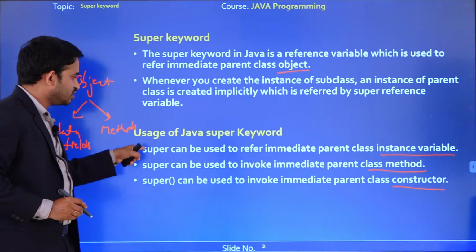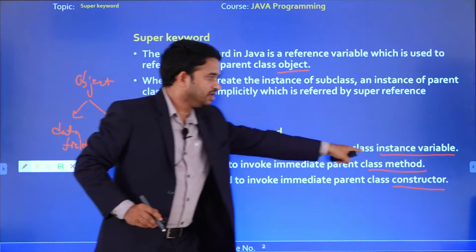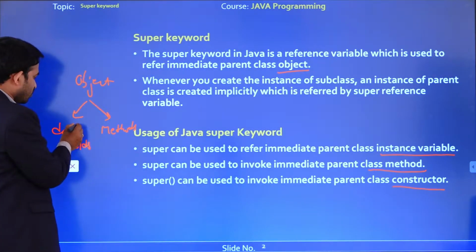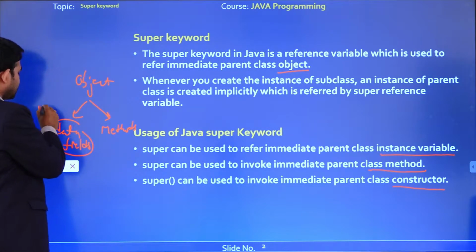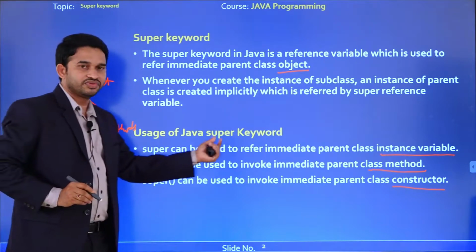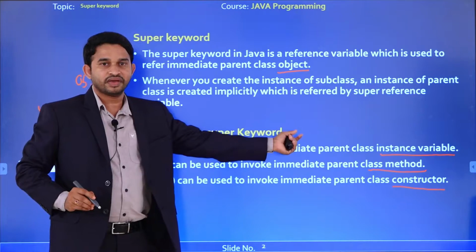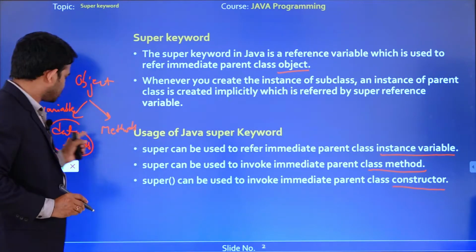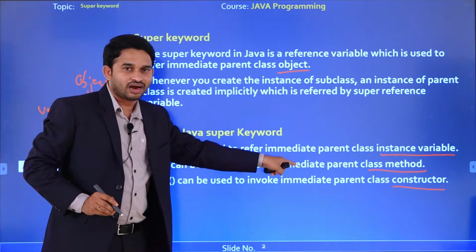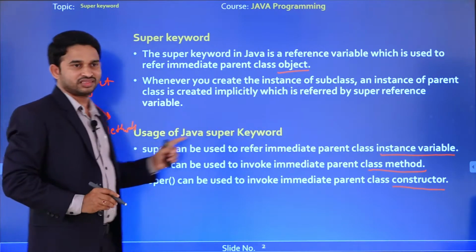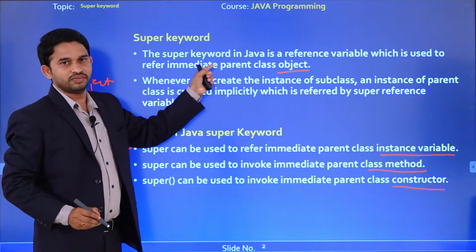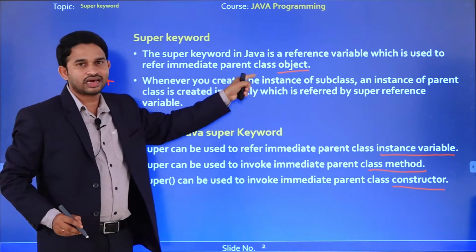That is the reason super can be used to refer to the immediate parent class variable. Here variable means a data field, which we also call a variable. The next one is that the super keyword can be used to call the immediate parent class method. Here method means this part. That is the reason we call it a reference variable used to refer to the immediate parent class object.